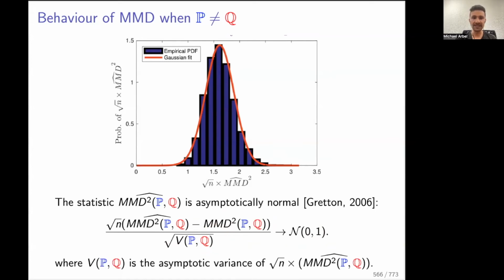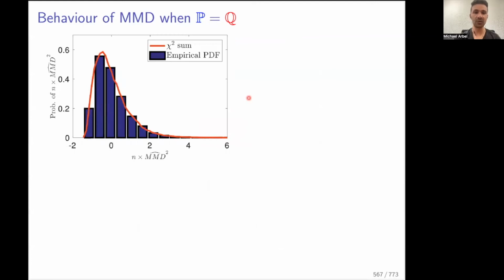And now let's look at the other scenario, which is when P is equal to Q. If we repeat the experiment many times and plot the histogram of the squared MMD, but with a different scaling here, we just multiply by the number of samples, then we see that this histogram would actually not really be like a Gaussian. It will be a bit skewed. First, it's not symmetric, and it has heavier tails for positive values, and it's a bit truncated for negative values. Also, you will notice that it puts a lot of mass around 0.